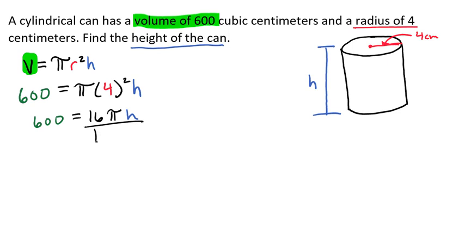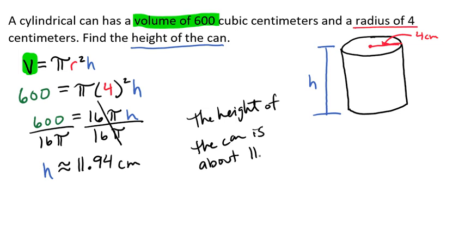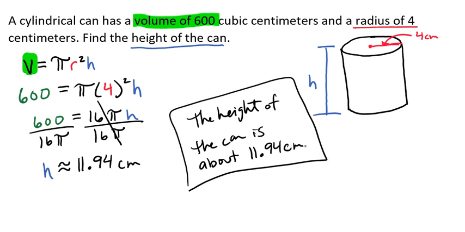Then we're going to divide both sides by 16 pi. And that leaves us that h is going to be approximately 11.94 centimeters. So the height of the can is about 11.94 centimeters.